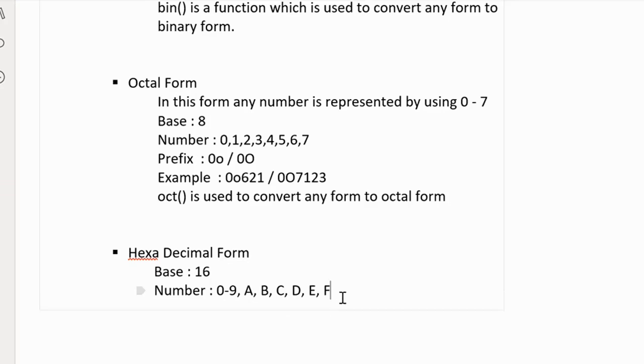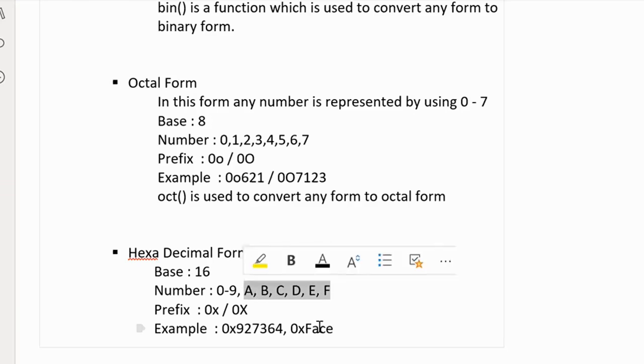So this is again the prefix which is used. Now you know why we are using the prefix. The prefix is 0 and X, or 0 and capital X. An example of this is 0 X followed by any number you give over here. This is a hexadecimal. You can also give it as FACE. Face can also be given as a particular number. Small case or uppercase, anything is fine, it is represented in the same way.